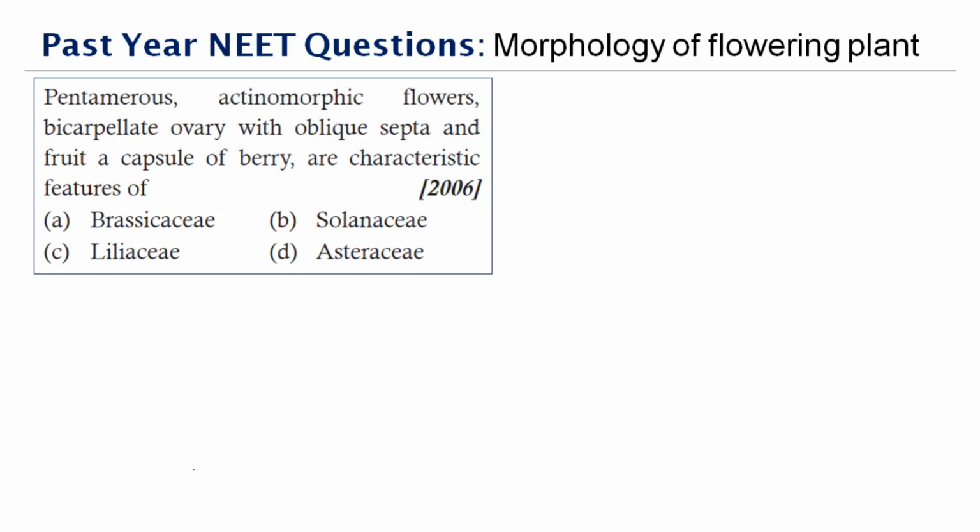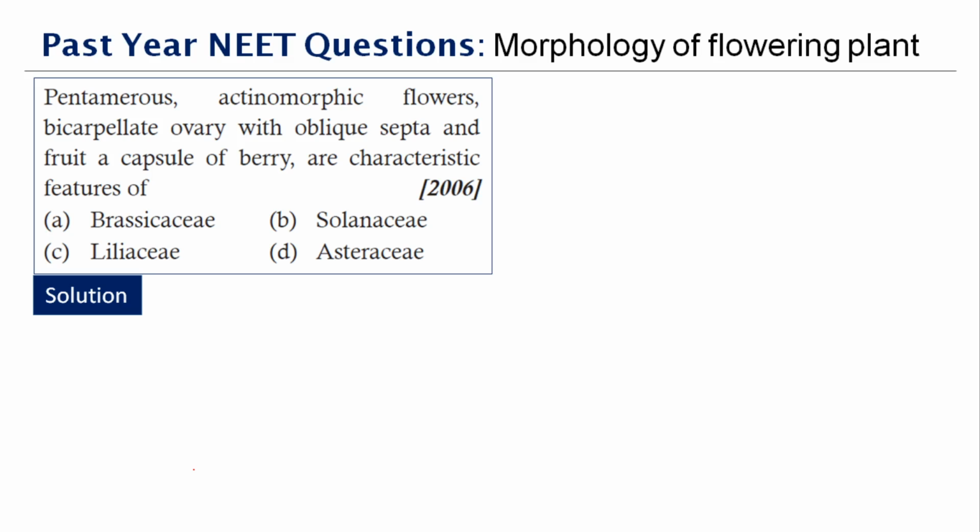Next question here. Pentamerous actinomorphic flowers, bicarpellate ovary with oblique septa and fruit a capsule or berry are characteristic features of dash. This question was asked in the year 2006 again. So you have to analyze. You are given Brassicaceae, Liliaceae, Solanaceae, Asteraceae. So what do you think will be the answer here? When we talk about these characteristics, pentamerous actinomorphic, bicarpellate ovary with oblique septa, fruit a capsule or berry, these are characteristic features of Solanaceae.